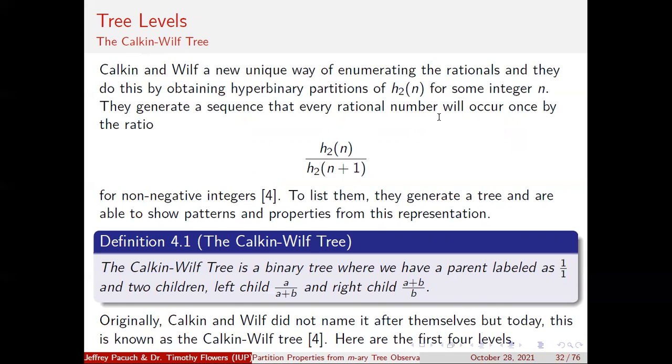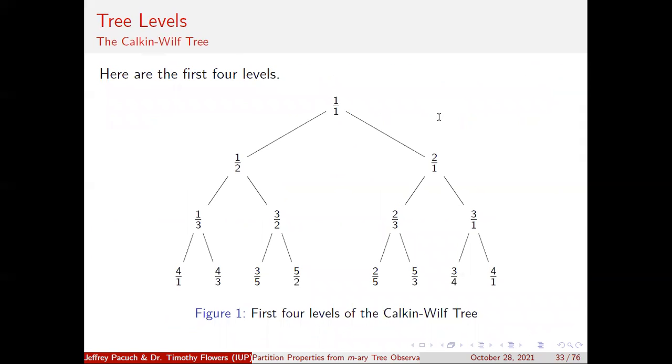So the Calkin-Wilf tree, instead of listing it, you can list it as a sequence, which I will show on the next 2 slides, but they label this as a representation as a tree. So they label this as starting with parent 1/1 because that's the most basic form of a positive rational number. And then they have 2 children defined as a left child a over a plus b and a right child a plus b over b. So if we were to look at the tree, it is the following here. It starts with root 1/1, and they have left child a over a plus b. So in this case, it's 1 over 1 plus 1. Second child, 1 plus 1 over 1. And then this just keeps going.